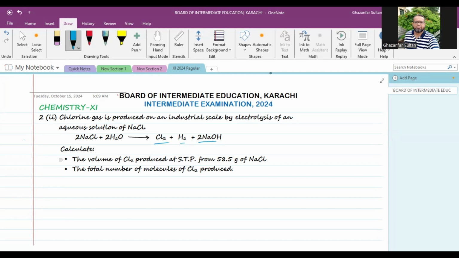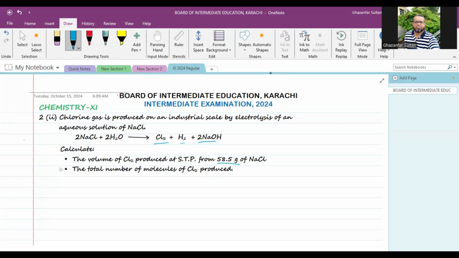You know, STP means standard temperature and pressure. And at standard temperature and pressure, 1 mole of any gas occupies 22.4 decimeter cube. And how much amount is given here? 58.5 gram of NaCl. You are to calculate the total number of molecules of chlorine produced, means how many chlorine molecules would be there in this volume of the chlorine gas.